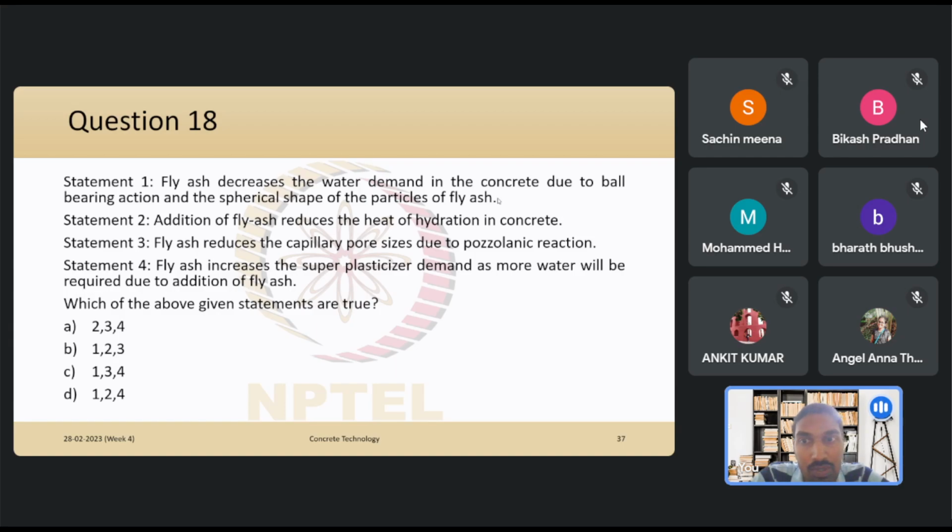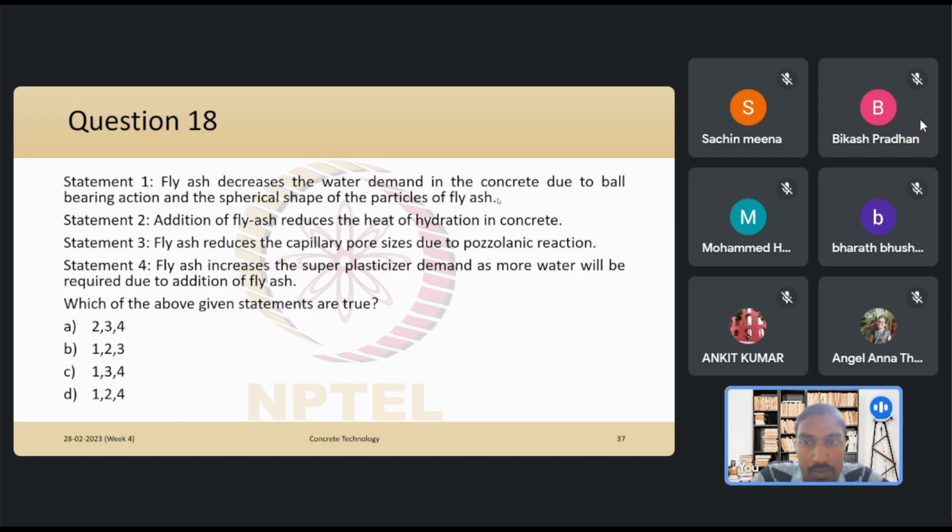So actually fly ash will decrease the water demand because of the spherical shape. They can also help with lubricating your concrete mixture, right? So it will help in reducing the friction when it is flowing, and therefore it will be more workable, and therefore you will need less water when you add fly ash. Therefore statement 1 is correct.